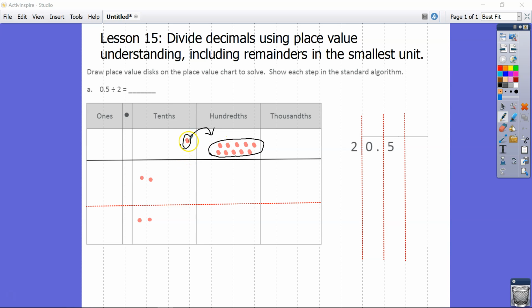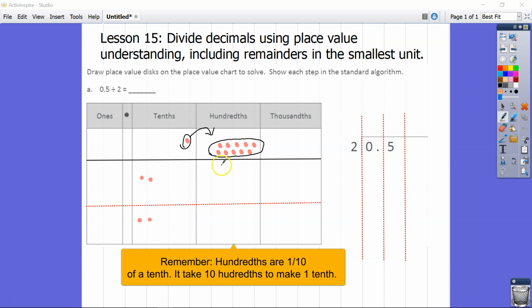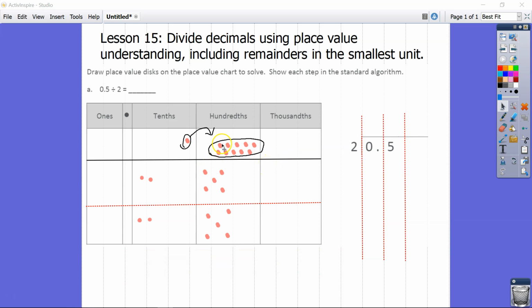Remember, if I had 1 dime or 1/10, I couldn't split it evenly between two people. I would have to get change or regroup my 1/10 as 10 hundredths, which would be 10 pennies. Alright, so now let's look here. I have 10 pennies. How many pennies can each person get? Hopefully you said each person can get 5 of those hundredths.